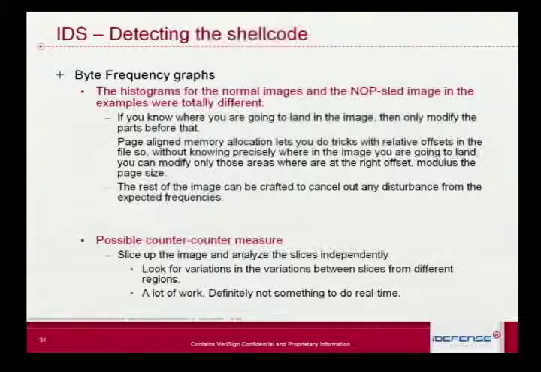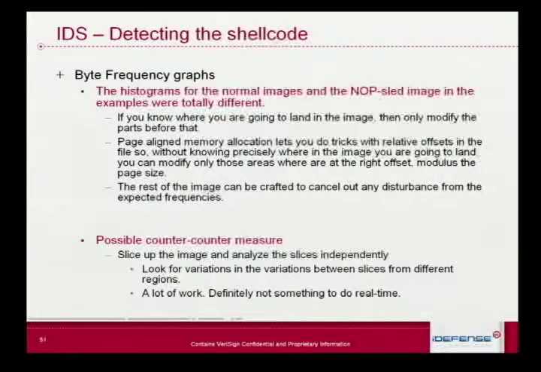You could look at, basically, we remember the byte frequency graphs from before with the spikes and that unknown hacker. The histograms were for normal images and the no-op sleds, and when you looked at those, they looked totally different. But if you knew where you're going to land in the image, you can only modify the parts which are before that, and you can have the other parts cancel out any problems in it.